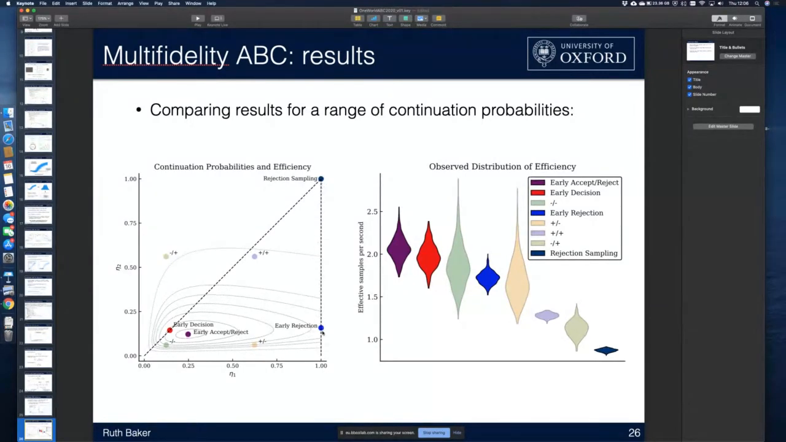If you move down, you can drop down to early rejection, which is basically just saying I can reject parameters early after simulating only the low fidelity model, but I can't accept them early. And you can see that this provides a nice increase in efficiency relative to ABC rejection sampling. But if you take this point down here, which is the optimal e⁻₁ and e⁻² for this particular problem, you can see if you simulate there and use early accept, early rejection, then effectively that gives you the most efficient algorithm in terms of effective number of samples per second.